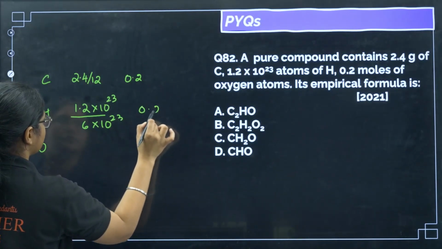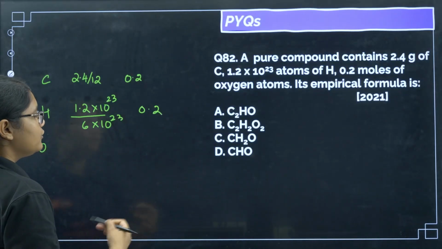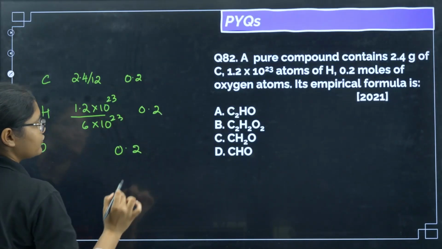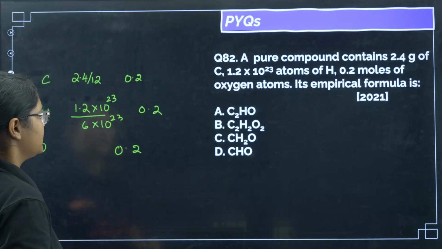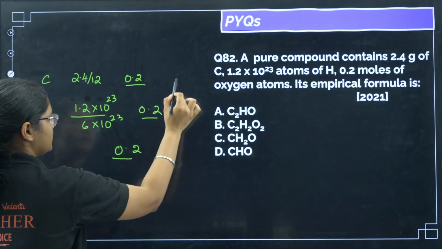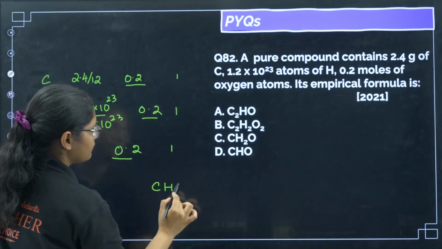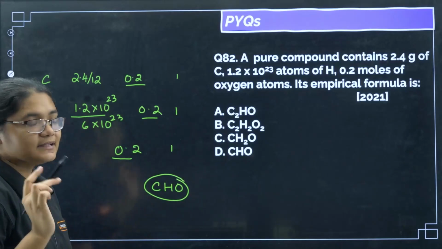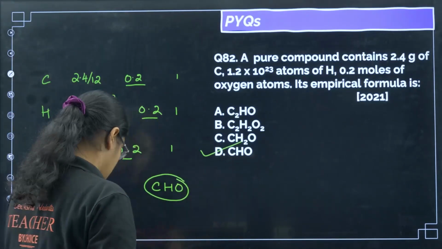So here it is also 0.2. Then 0.2 moles of oxygen. It is already given, 0.2 moles of oxygen. So what is the ratio here? It is 1:1:1. So the empirical formula will be CHO, option number D here.